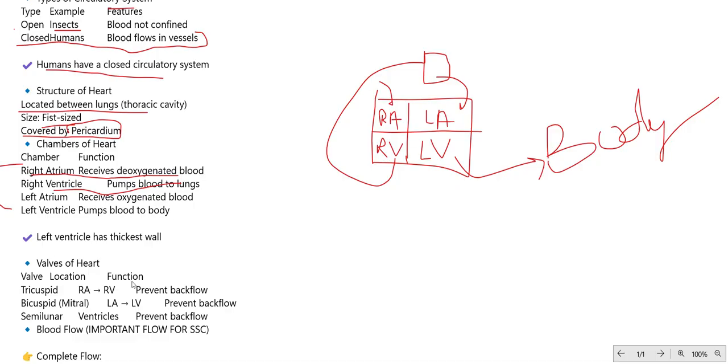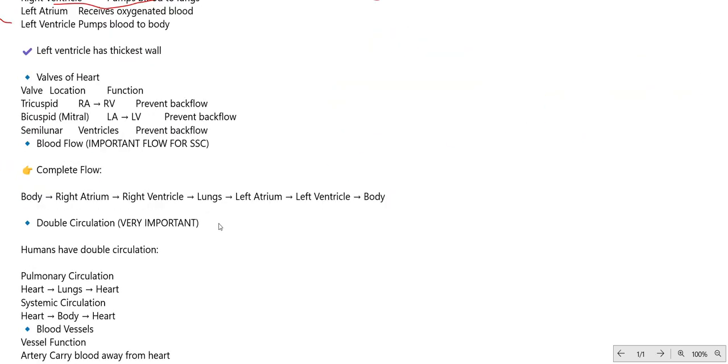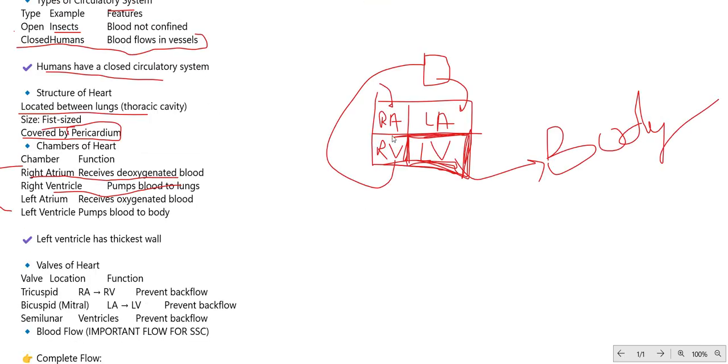So left ventricle, it has the thickest wall. Valves of the heart: tricuspid valve, it will be present between the right atria and right ventricle, it prevents the backflow. And bicuspid or the mitral valve is present between your left atria and the left ventricle, it also prevents the backflow.